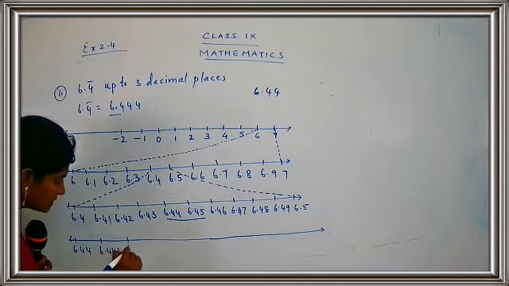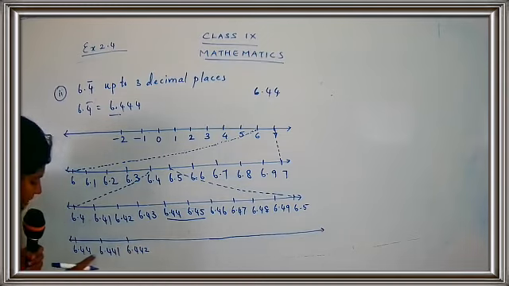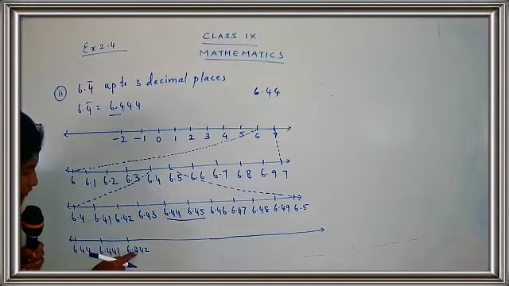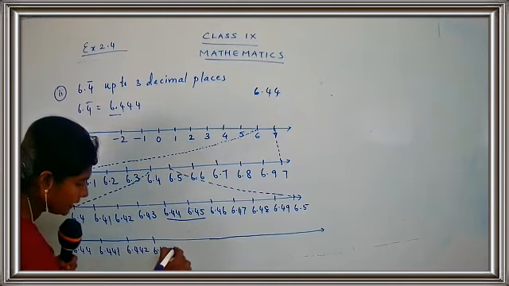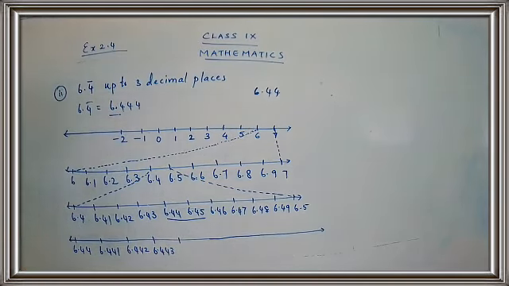6.441. 6.442. Do not get confused. 441. 442. Next. 6.443. Good. Next number. Come on, fill the number line.